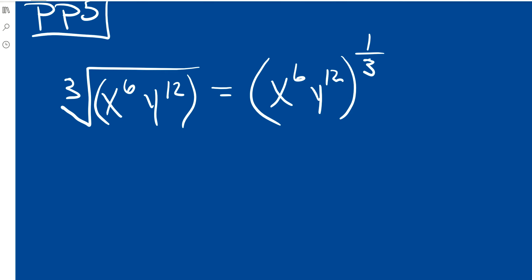And I'm going to say 1/3 times 6 is 2. So it's going to be x squared, and then y to the 1/3 times 12 is 4. So this is my solution for that particular problem. All right, so I got 2xy to the 4th.